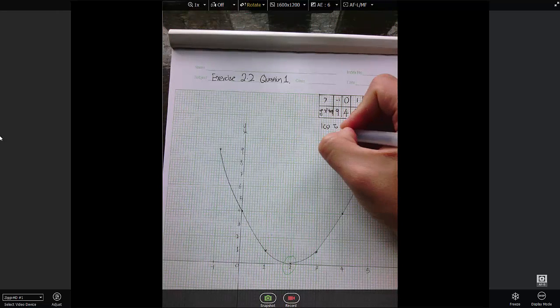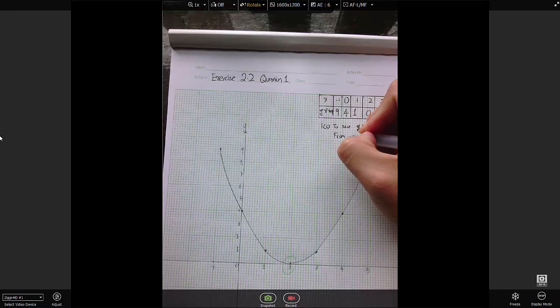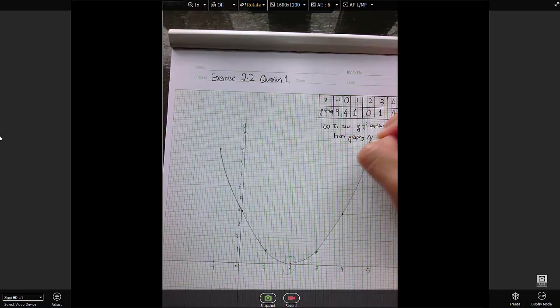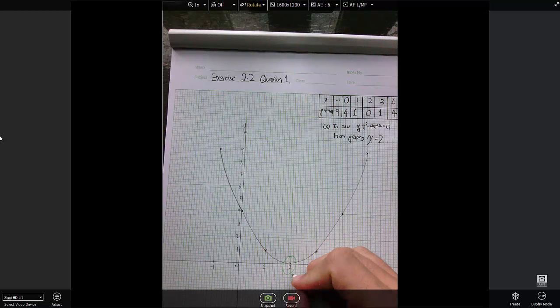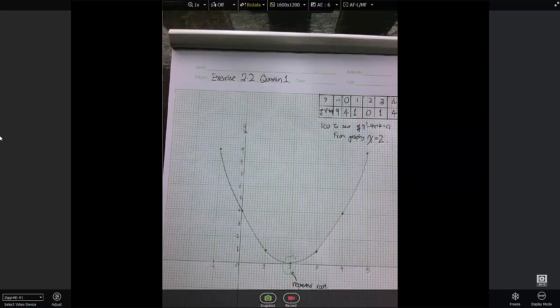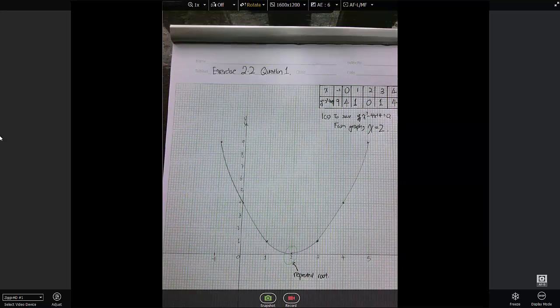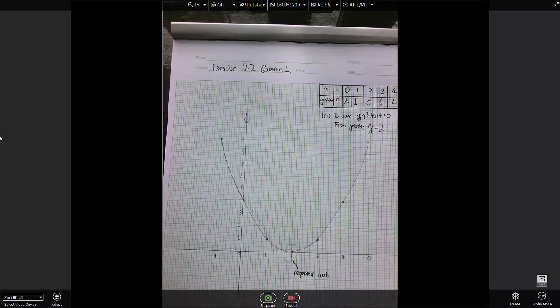So I say from graph, x equals 2. And notice this, usually for a quadratic graph there are 2 solutions or 2 roots, but in this case it only cuts one time. So in other words, this is known as a repeated root. And I have solved exercise 2.2 question 1 using the French curve. Thank you.